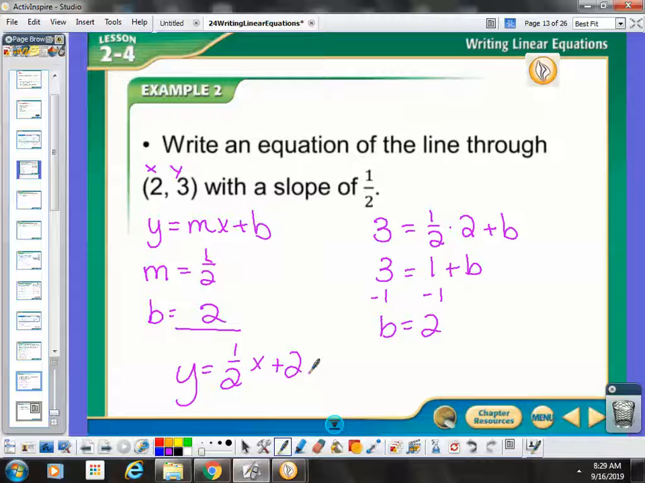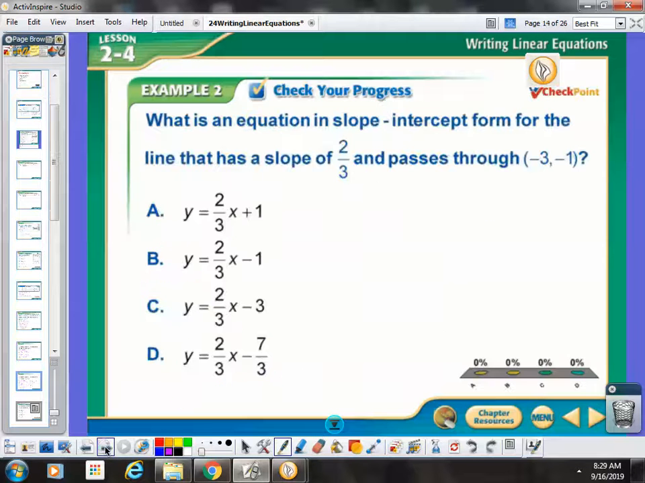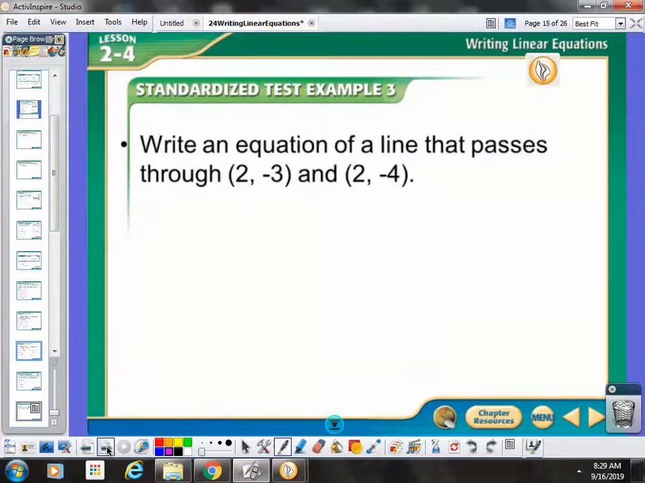All right, I've got a couple more. Let's try it with 2 ordered pairs. So if we have the ordered pairs 2, -3 and 2, -4.